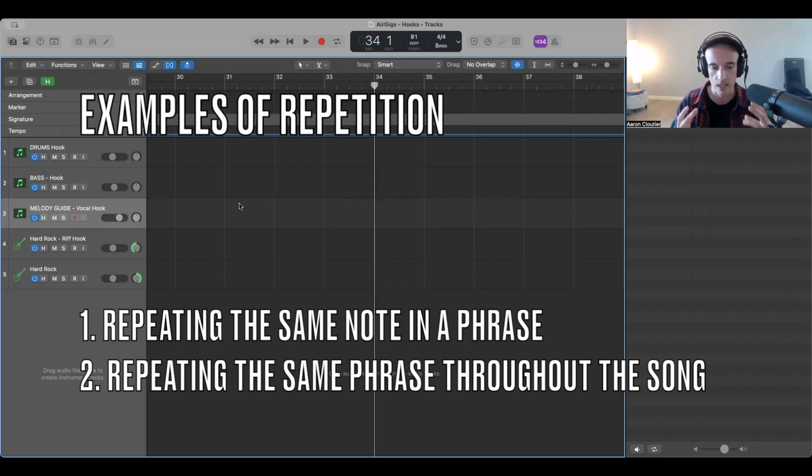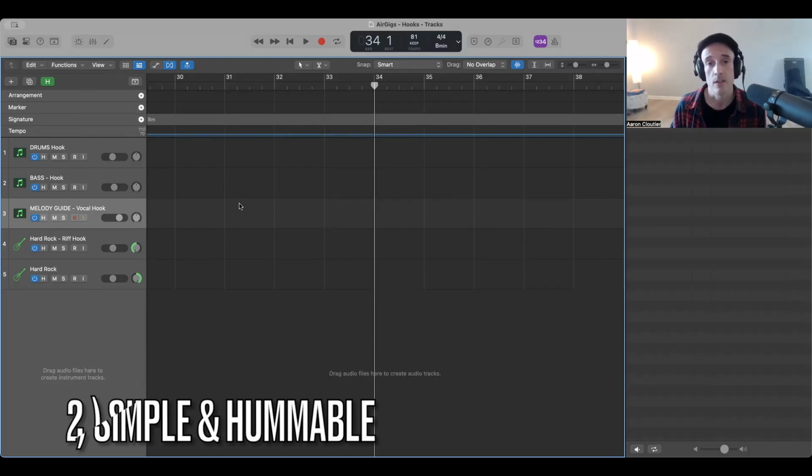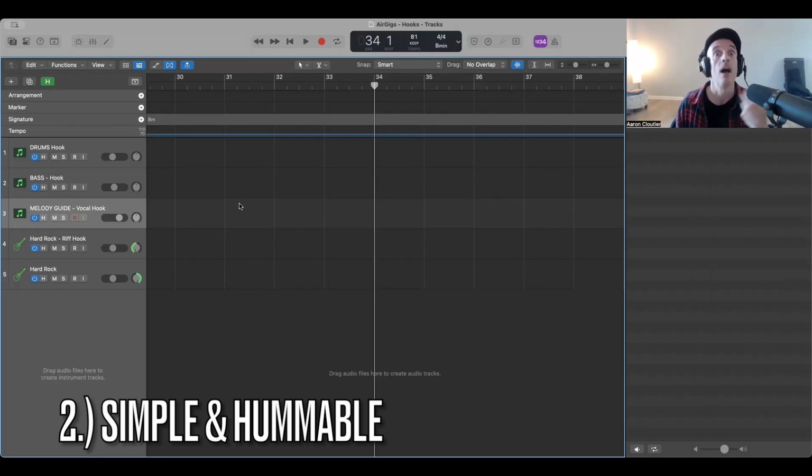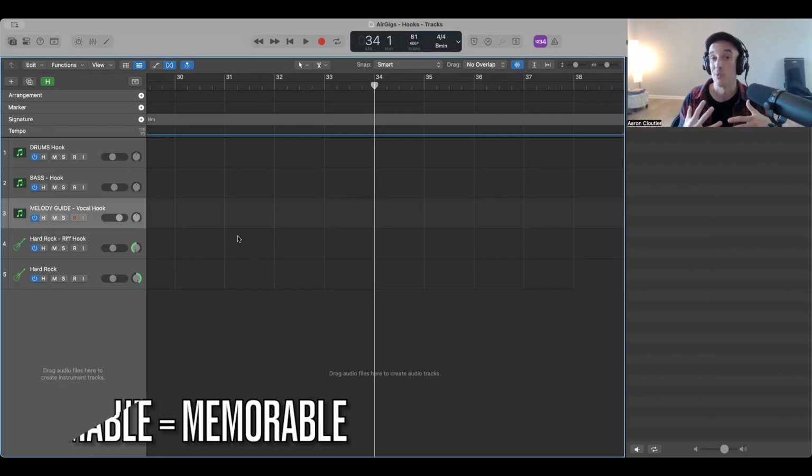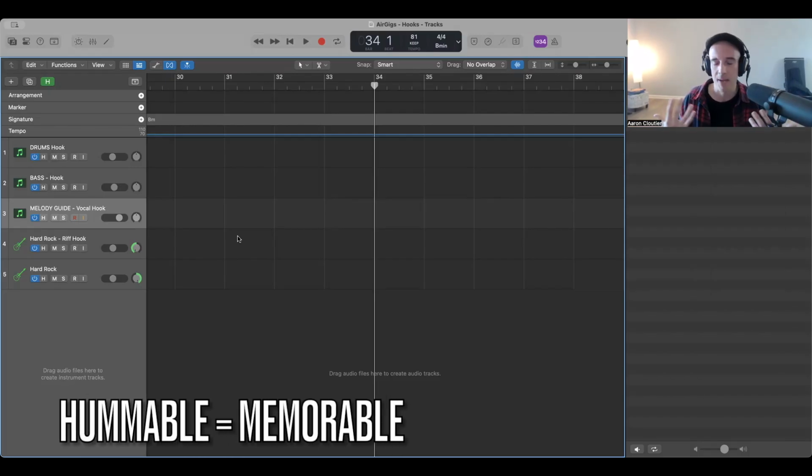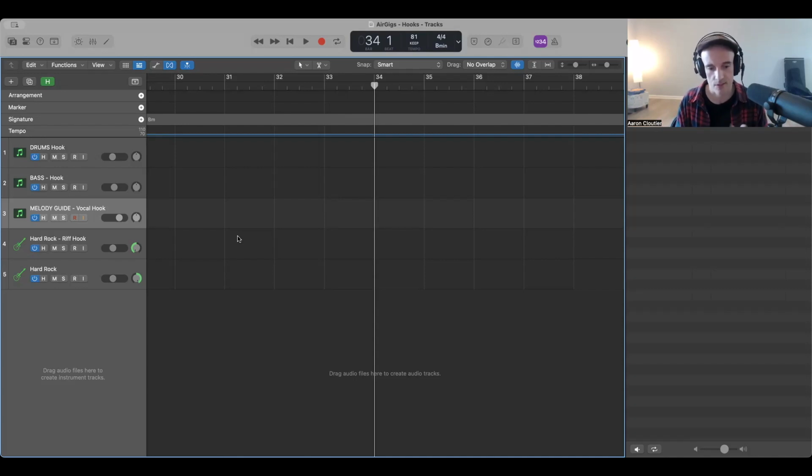It's like that repeating of a certain series of notes over the course of a song that is designed to get stuck in the listener's head. 2, the hook should be simple and hummable. So hummable equals memorable, right? So think back to any time you've listened to a song for the first time and notice if you ever remember humming back that melody without ever having heard it before, right? That's a good sign of a solid hook. So that's kind of like the benchmark.